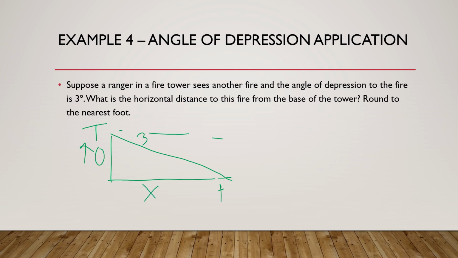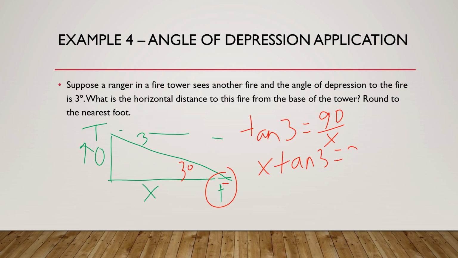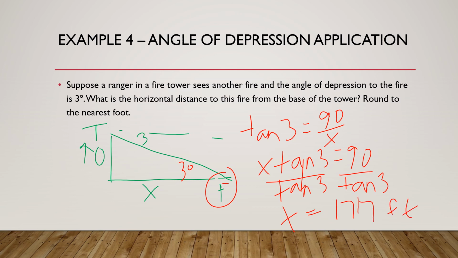So if I know that my alternate interior angle, if that one's 3 degrees, this one is 3 degrees. So I could say that the tangent of 3 degrees is equal to 90 over x. So x times the tangent of 3 is equal to 90. Divide both sides by the tangent of 3, and x is equal to 1,717 feet.